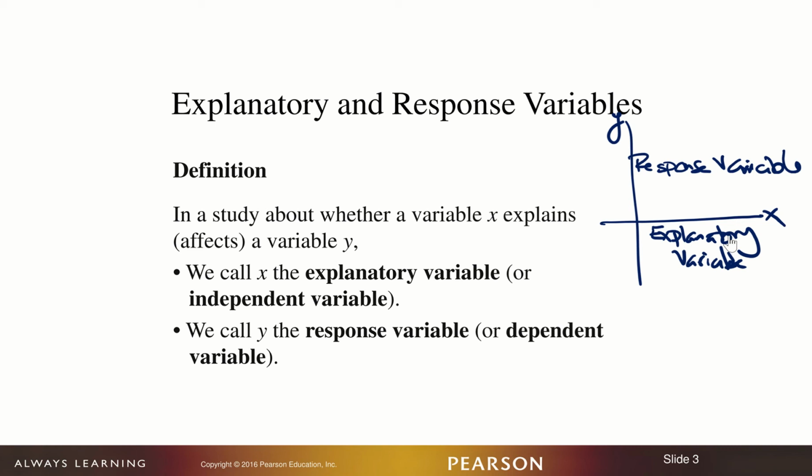We also refer to the explanatory variable as the independent variable and the response variable as dependent, because we are hoping to show that the change in the explanatory variable is the one that results in change in the response variable. So the response variable is dependent on the explanatory variable, in the sense of a change in it, of course.